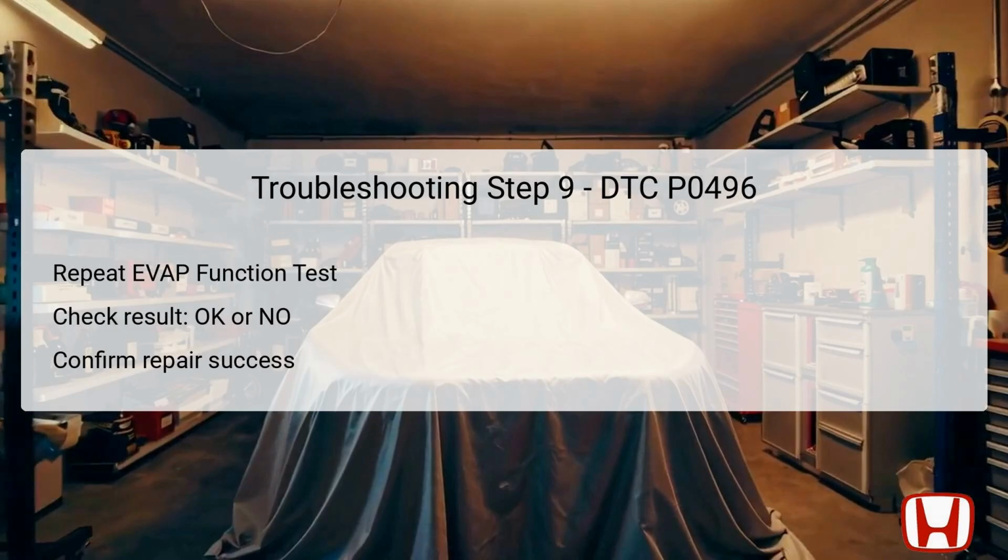at the FTP sensor, the EVAP canister purge valve, the EVAP canister vent shut valve, and the PCM, and then restart the troubleshooting process from step 1. This final step ensures that the EVAP system is operating as intended, confirming the effectiveness of the repairs.